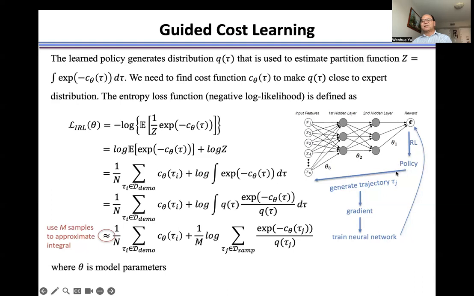And under this policy, we generate a trajectory. Using the trajectory and the expert trajectory, we get this gradient. We use this gradient to train the network step by step. Finally, we get a convergent model parameter theta. From the model parameter theta, we can now estimate the final loss function.